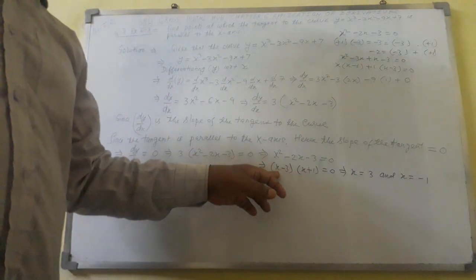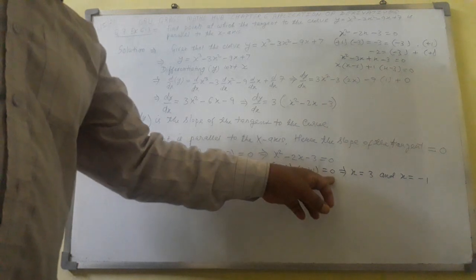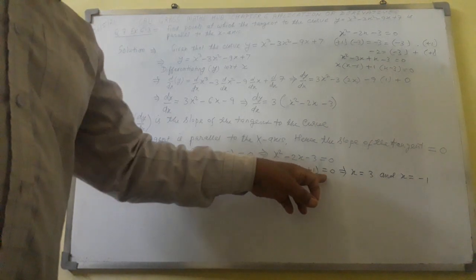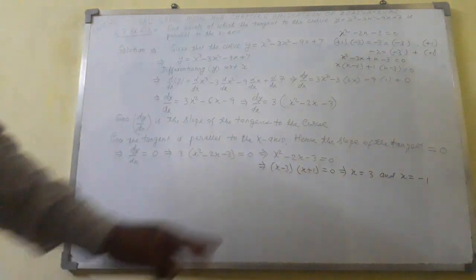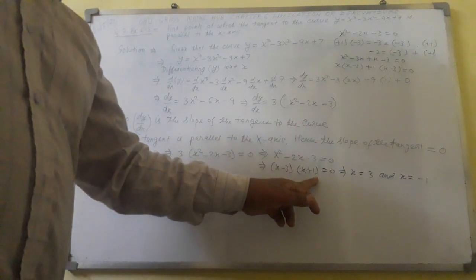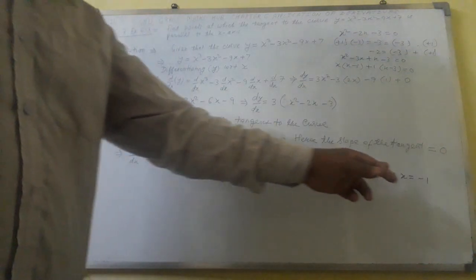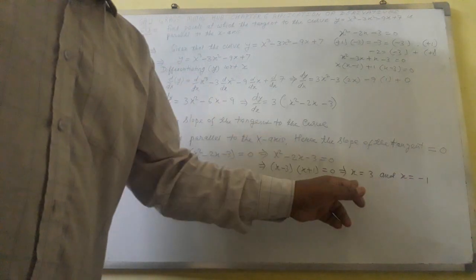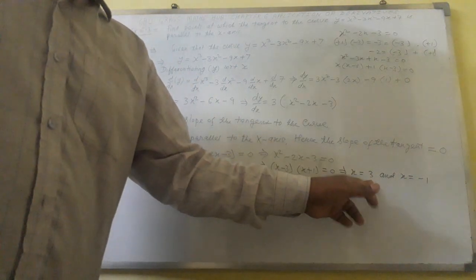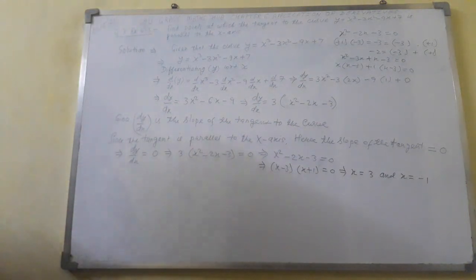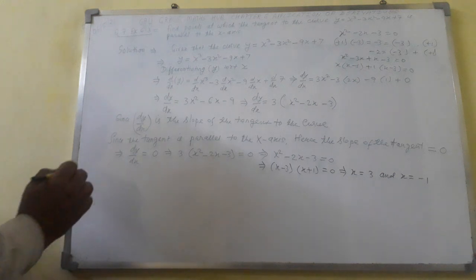Here x minus 3 comes out to be 0. x minus 3 equal to 0, that is x equal to 3 we will get. Here x plus 1 equal to 0, that is x equal to minus 1 we will get. So what will we do next? The value of x you have got here minus 1, here value of x you have got 3. What will we do next?